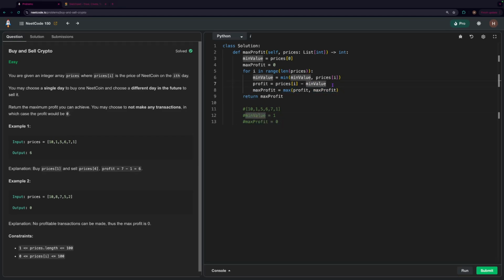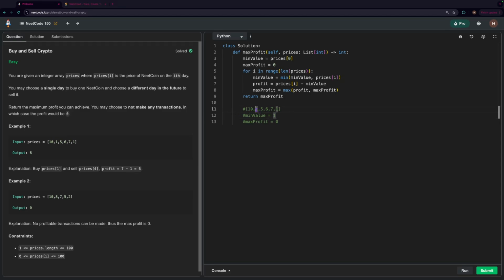I think another thing we might want to do is check if profit is less than 0. Because if that's the case, it shouldn't matter actually, because we're taking the max. So I was thinking originally, yeah, no, it should be fine. I don't think we need that.